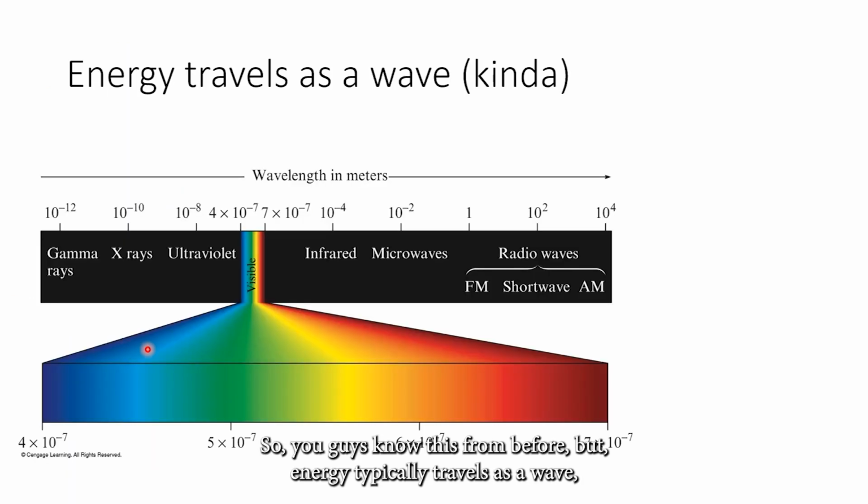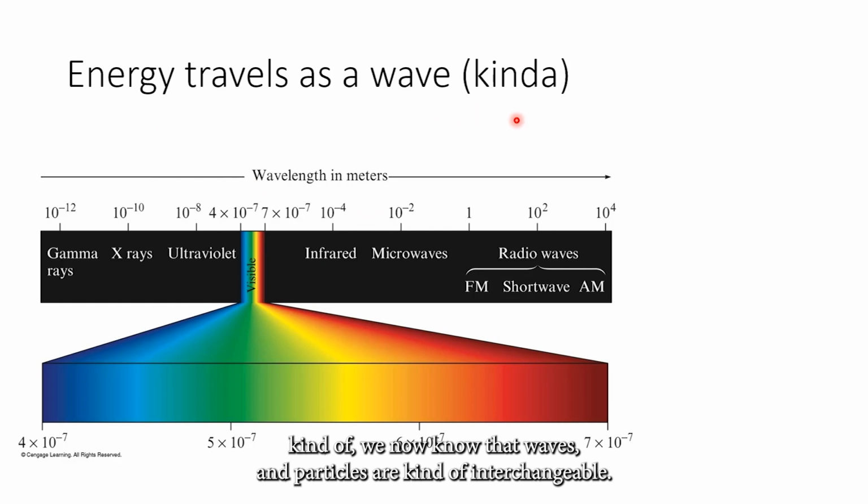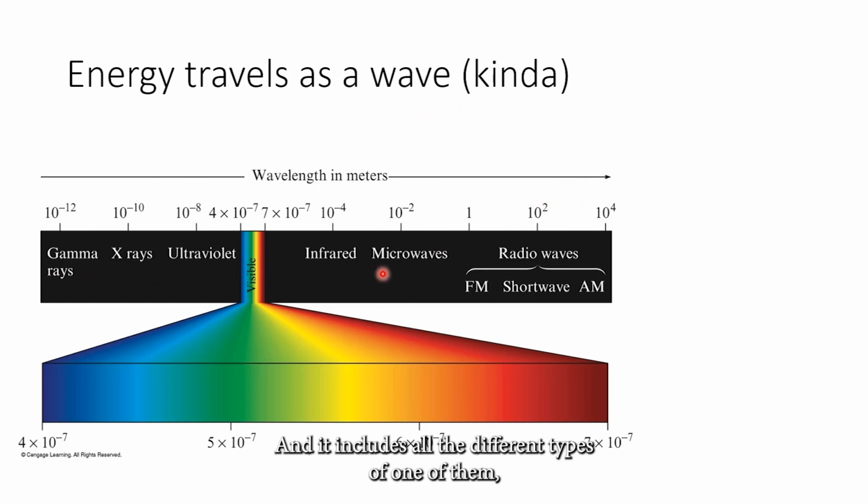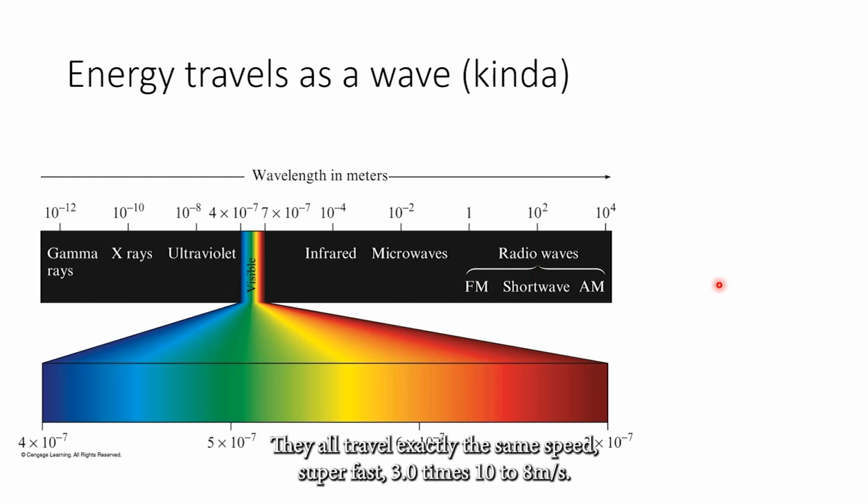So you guys know this from before, but energy typically travels as a wave. We now know that waves and particles are kind of interchangeable, and you may be familiar with this. We call this the electromagnetic radiation spectrum, and it includes a number of the different types of energy that travel as a wave. They all travel exactly the same speed, super fast, 3.0 times 10 to the 8 meters per second.